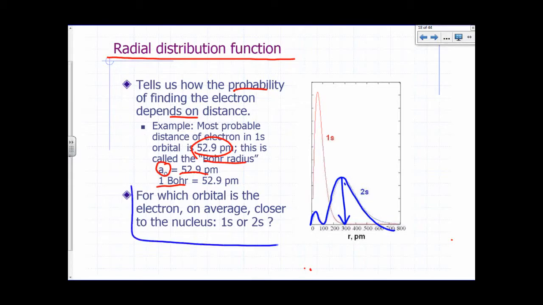So how would you answer this question? For which orbital is the electron on average closer to the nucleus, 1s or 2s? You can see r equals 0 is where the nucleus is. Further away, a 2s orbital describes an electron that's on average staying farther away from the nucleus. So the answer here is 1s. On average, an electron in the 1s orbital is closer to the nucleus. Qualitatively, that's one type of information you can get from the quantum number n. Comparing 1s versus 2s, the smaller the n in general, the closer the electron is to the nucleus.